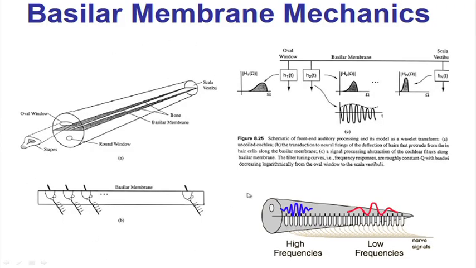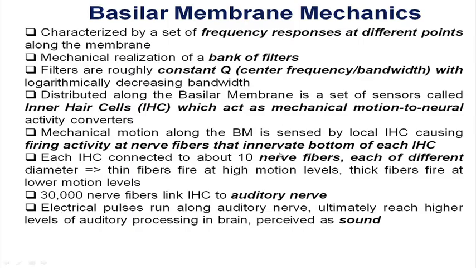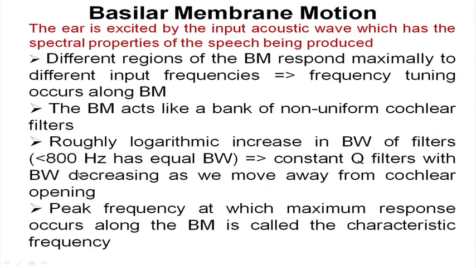Okay. So, the mechanism that converts it is called the inner hair cell. For each of those sensors, there are, I think, 10 nerve fibers of different diameters. One inner hair cell consists of 10 auditory nerve fibers, and that converts these things. So, now we know how human beings perceive sound, and how the human basilar membrane converts the mechanical motion to neural motion.